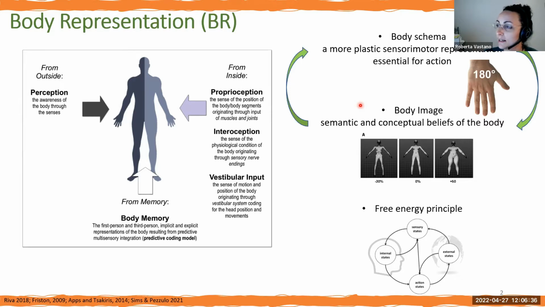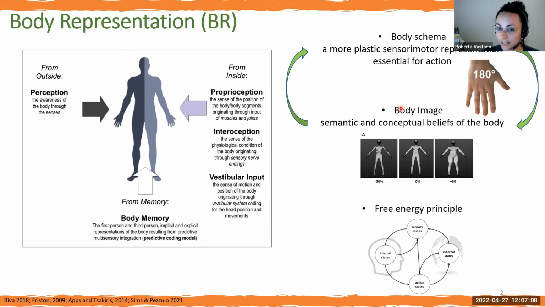So the body schema is a more plastic sensorimotor representation of the body and is essential for action. And in order to activate the body schema, we need to simulate a movement. For example, in the picture that we have here, if I ask you to tell me if this is a left or right hand, you need to internally simulate performing the same movement in order to bring this hand in a standard position, like 0 degrees, and tell me that's a right hand.